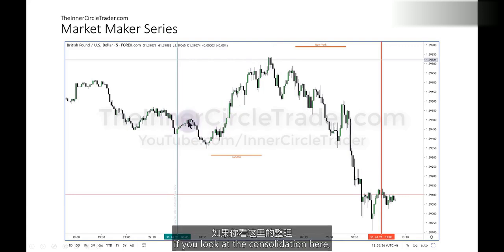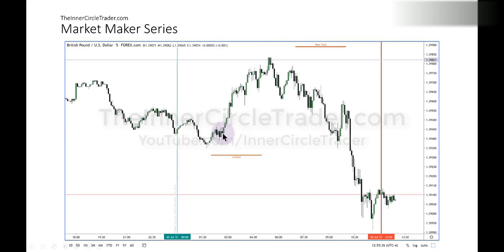This also, if you look at the consolidation here, this is original consolidation, accumulation, reaccumulation, smart money reversal. Where's the smart money reversal occurring? Above Thursday's high, which is the high of the week. Then we break down.